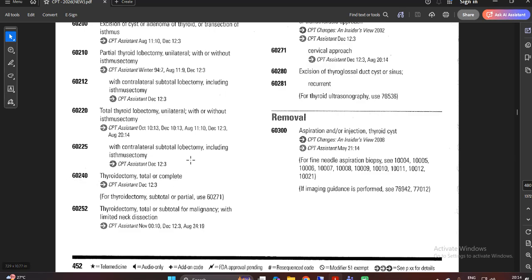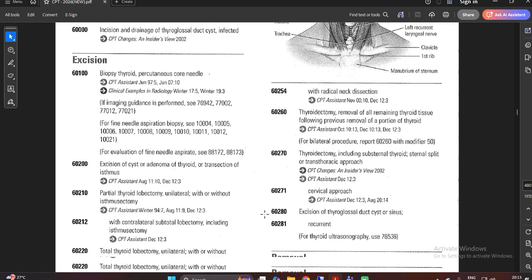Okay. So for example, the patient is having thyroid cancer. So the physician has removed the total thyroid gland, a total thyroidectomy. How do you code? 60252. The code itself is for malignancy. Means mandatorily you need to use this code only for malignancy. Other than malignancy, you need to use these codes. Got it, guys? Clear? Clear, sir. Okay, great.